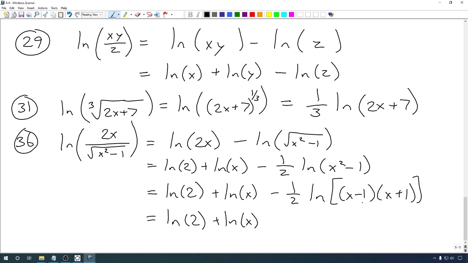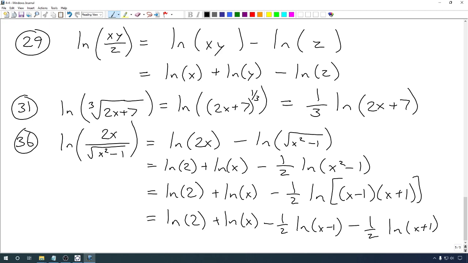Essentially, this is the logarithm of x minus 1 plus the logarithm of x plus 1. Do note that we do have to distribute the negative 1/2 to both of those logarithms, though. So we have minus 1/2 the logarithm of x minus 1 minus 1/2 of the logarithm of x plus 1. So this would be the simplest way to write this.